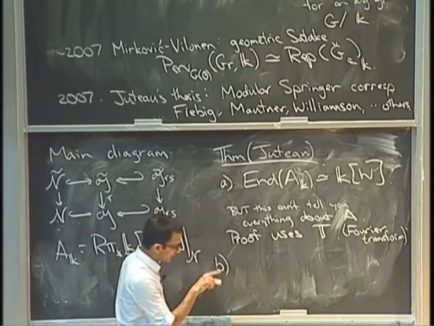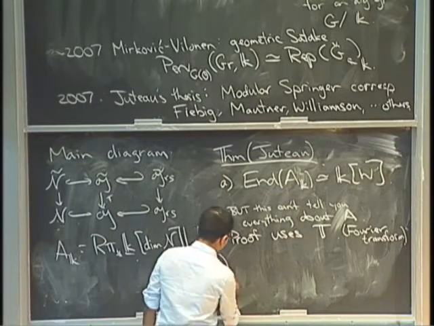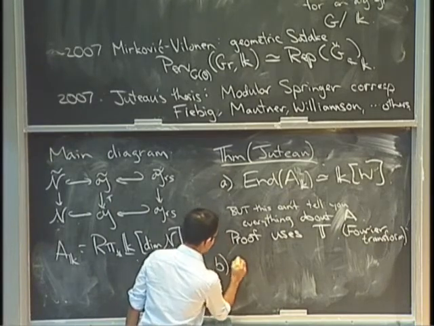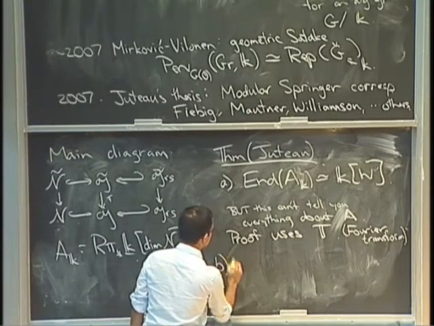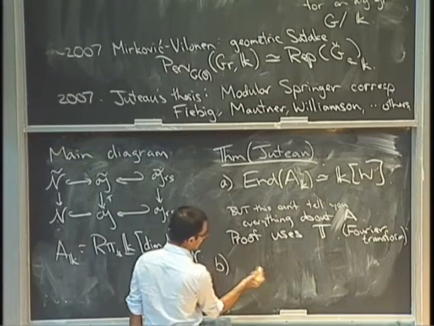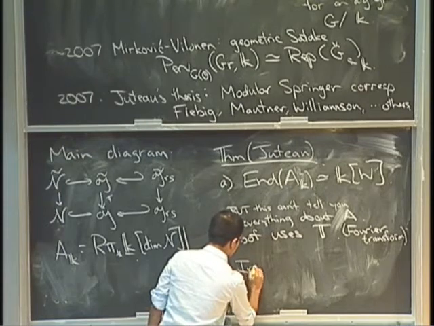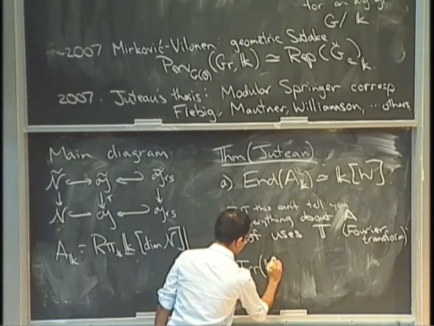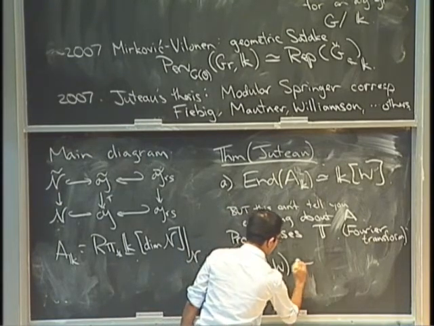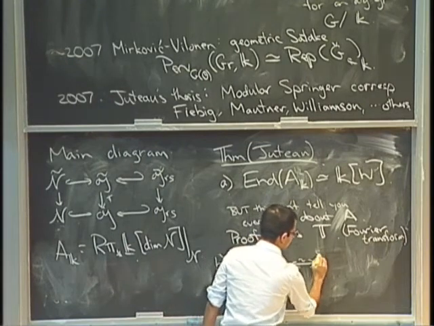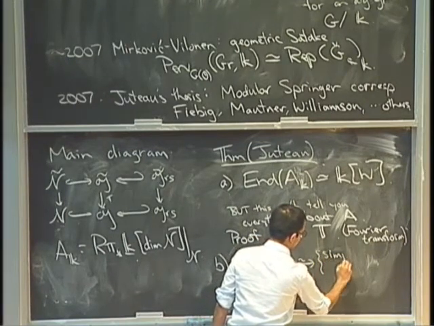And then at a certain step along there, let me write down the statement. The statement that Juteau proved, and this is the modular Springer correspondence, is that there's a bijection between irreducible modules for KW and simple quotients of the Springer sheaf.